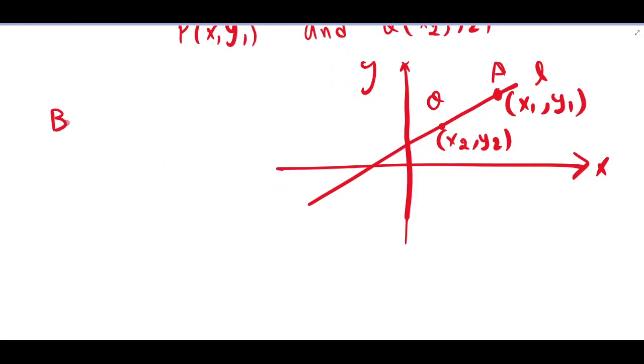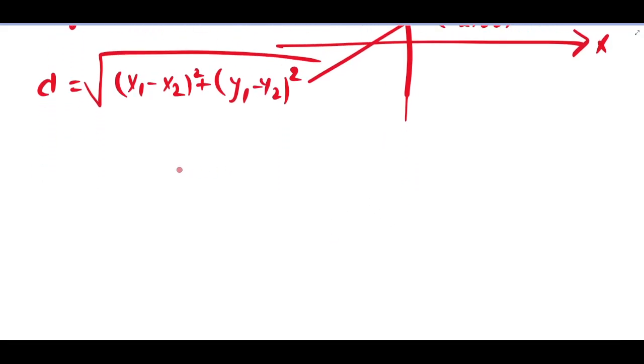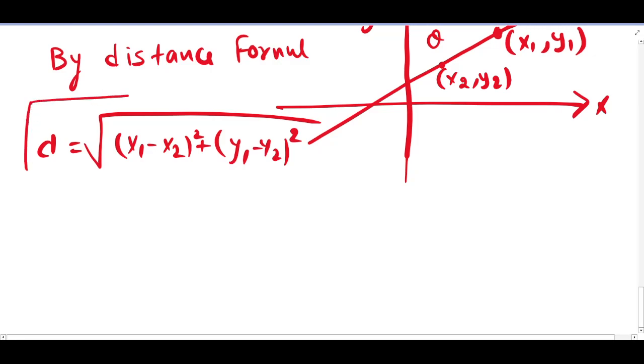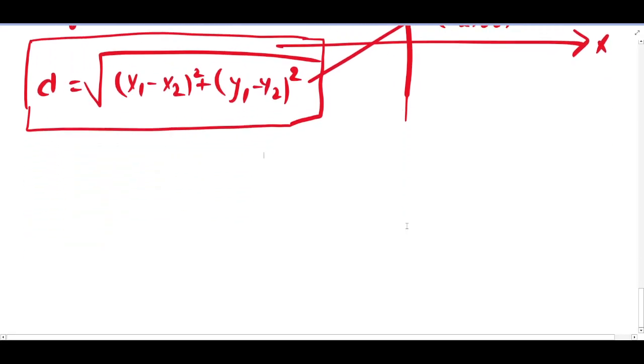So by the distance formula, the distance is given by root of x1 minus x2 whole square plus y1 minus y2 whole square. So this is the distance formula. Whenever we have 2 points given, we can use this formula to find the distance between 2 points, and distance is always positive.